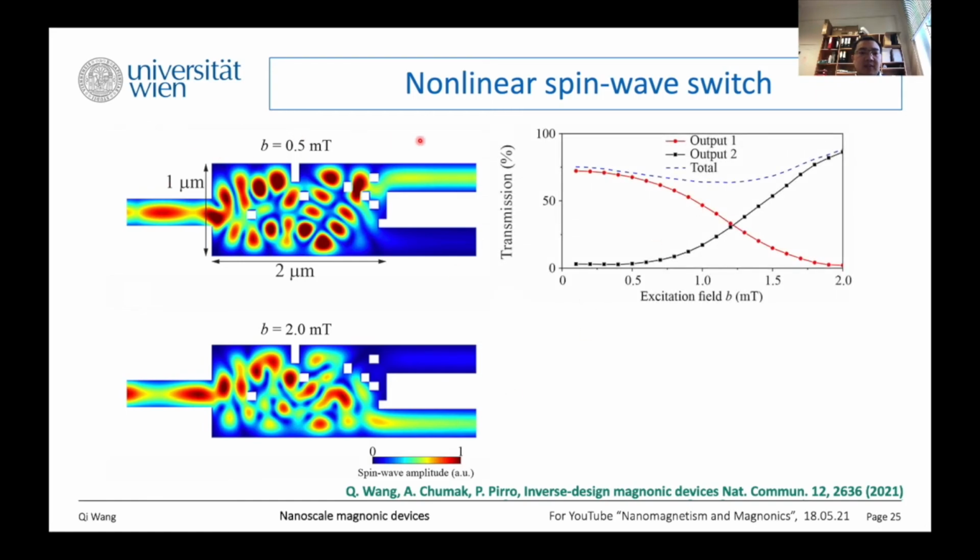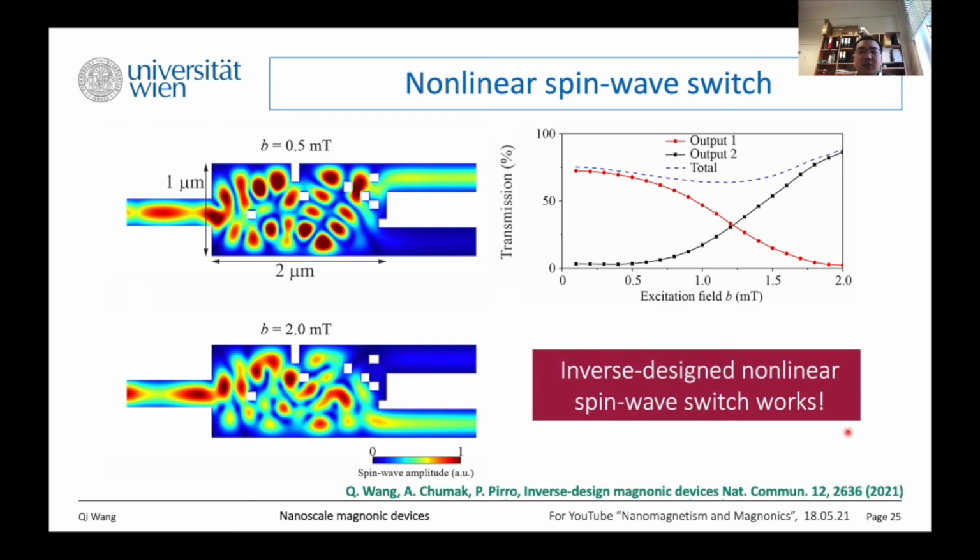And we also took this design and swept the excitation field from 0.1 to 2 millitesla. The black one shows output 2, and the red one shows output 1. So we clearly see the switch from output 1 to output 2. So the inverse design could also help us design the nonlinear spin wave switch.